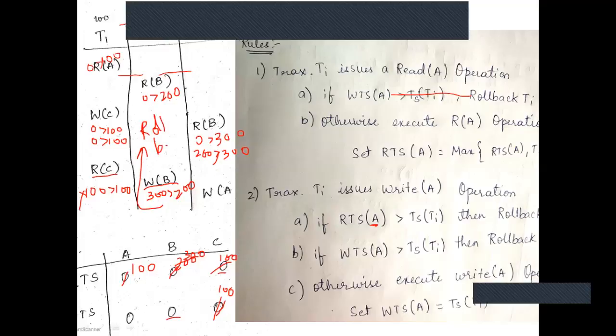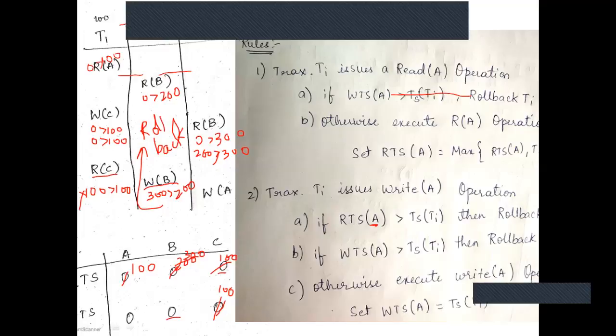And why are we doing that? We have seen where the condition violates. We have seen in the example, right? What is that? The younger transaction is reading the B value, then the older transaction is writing the same value. This is not correct as per the rules of timestamp ordering. That's why it is getting rolled back.